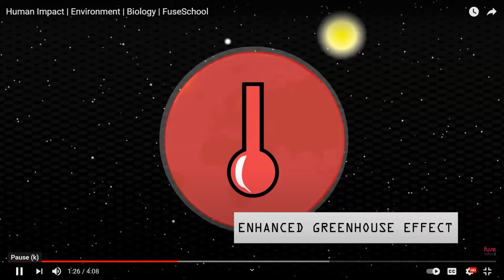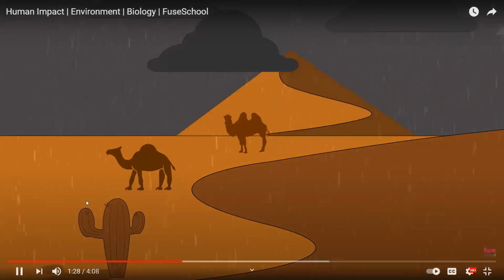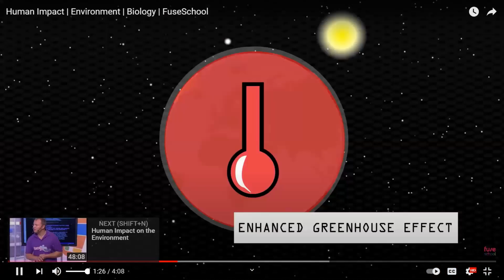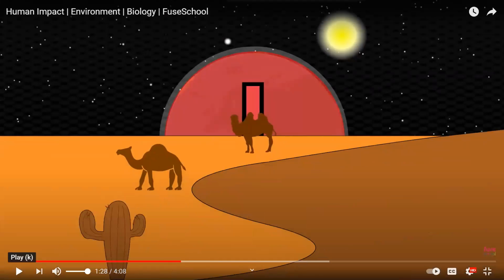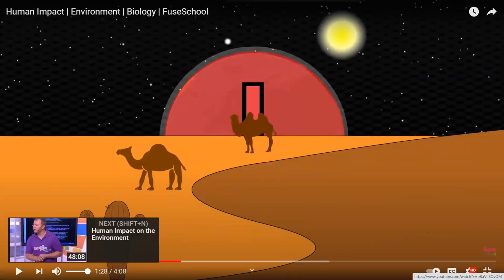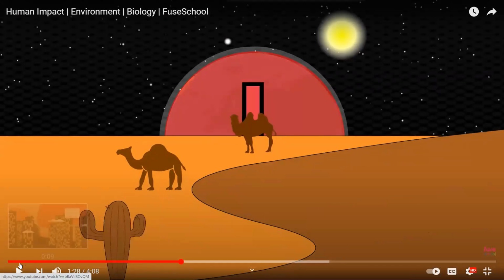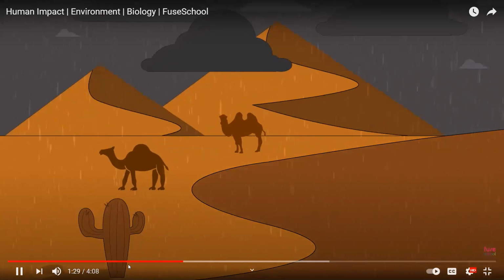This is known as the greenhouse effect. This is linked to climate change. What are greenhouse gases? Again, greenhouse gases are carbon dioxide, carbon monoxide. This is linked to climate change.